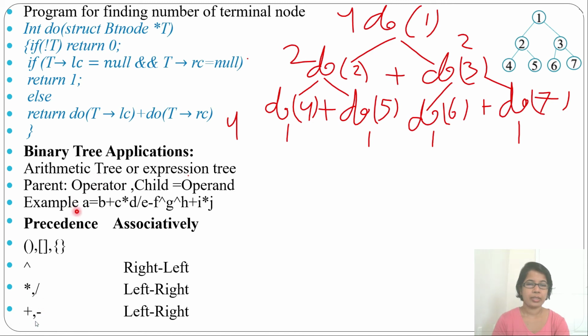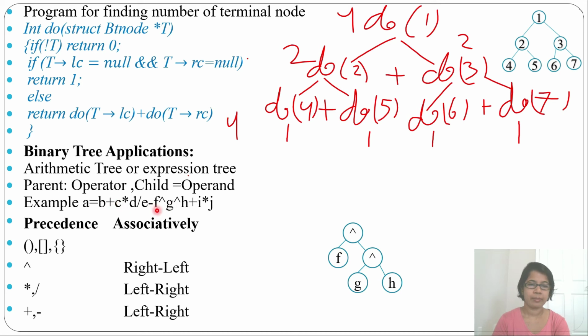So now let's do it for this. The highest precedence here is power, and power is right to left. So first we'll do g power h, then f. Let's draw the expression tree for this. It will be g power h, since it is right to left. Now it will be f power this. So g power h, then f power this. Okay, now power is done.